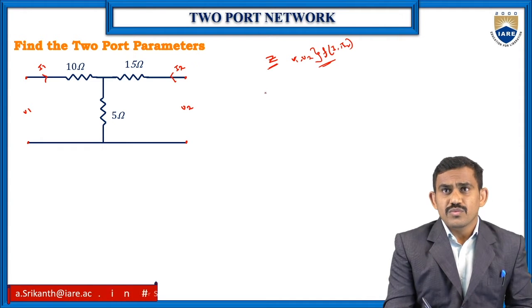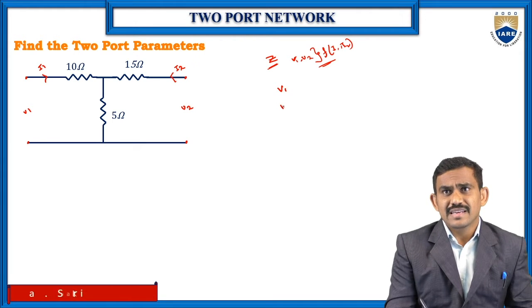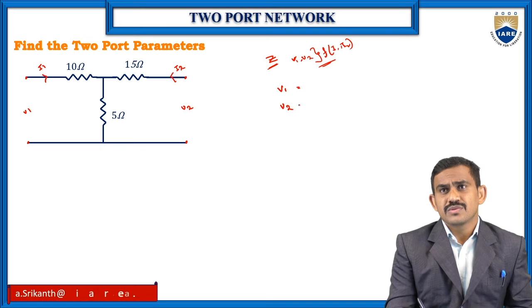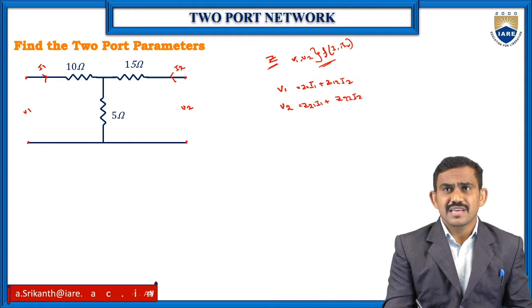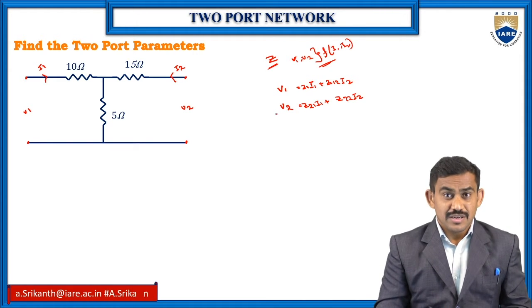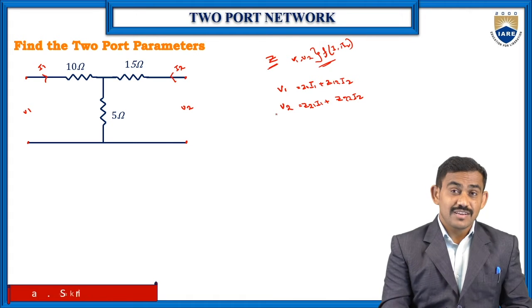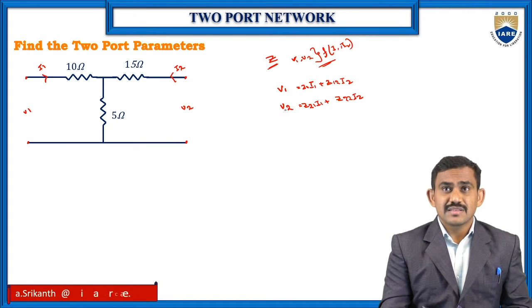Now just observe the equations. We have V1 equals Z11 I1 plus Z12 I2, and V2 equals Z21 I1 plus Z22 I2. So these are the equations for Z parameters. Now I want to find out the values for this network.